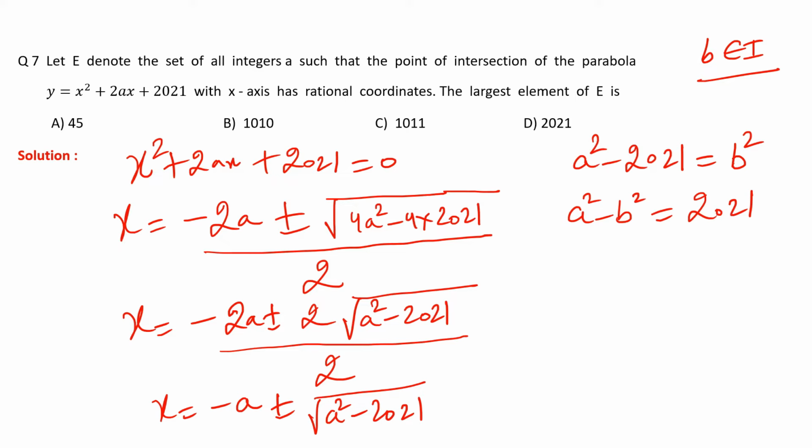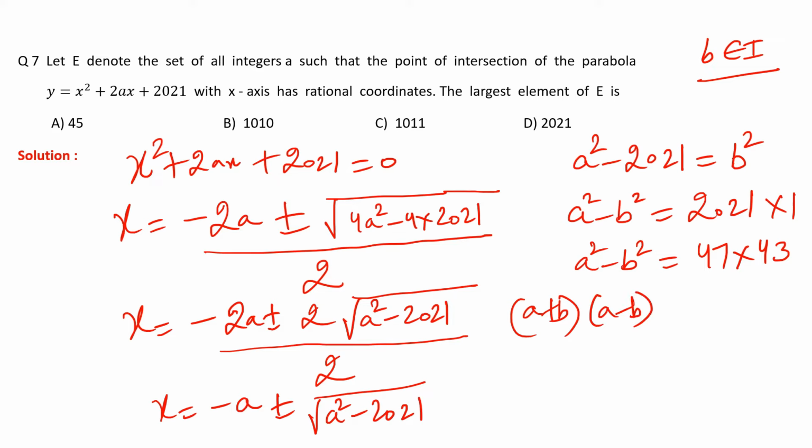Now students, 2021 can be broken in two ways. Either I can write this as 2021 into 1, or we can write this as 47 into 43. There are only two ways. It's an interesting number. Either it can be written as 2021 into 1, or as the product of two prime numbers. Now why am I doing this? Because ultimately I have to get a and b. Now a square minus b square can be written as a plus b into a minus b.